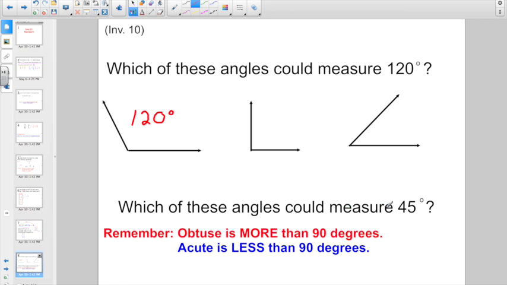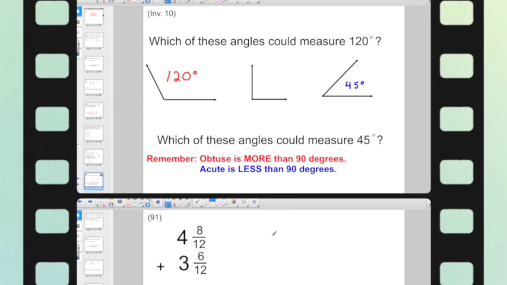Which one of these could possibly measure 45 degrees? Well, which one of these is acute? And your answer is right here. This guy is definitely less than 90 degrees. He's a cute little angle. So don't worry about not having a protractor. Just remember the difference between obtuse and acute.